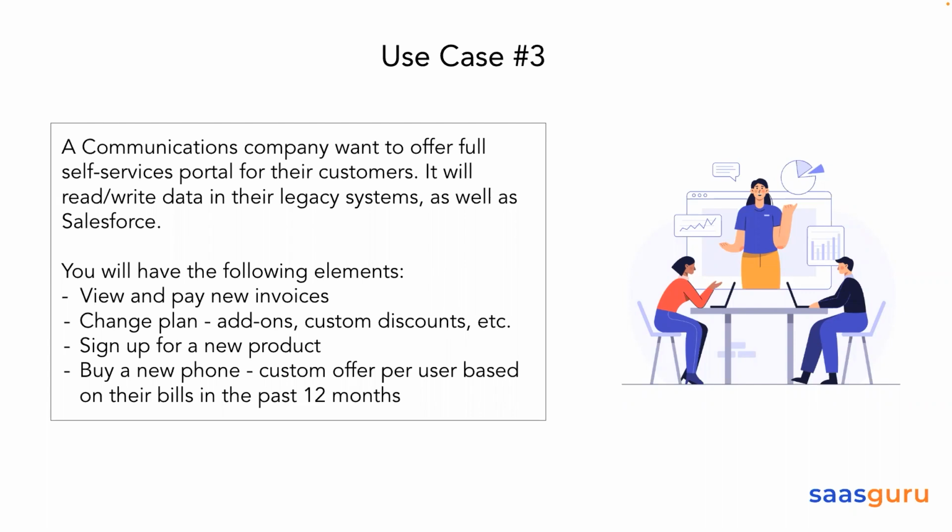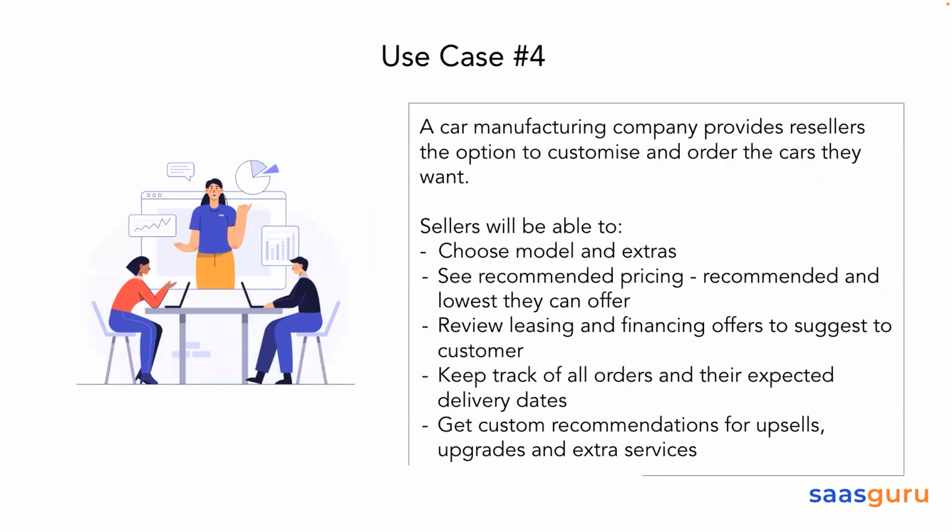So use case number 4, we have 2 more. Let's scroll to them fast. We have a car manufacturing company that provides resellers with the option to customize and order the cars that they want. So you go, you ask for a quote on the car, and the reseller is going to go through a flow or script to choose the model and the extras with visuals, with images for each of the colors, right? The images for the rims, images for the leather for the seats, things like this. They're going to see the recommended pricing. So they're going to see something like recommended price and lowest that you can offer.